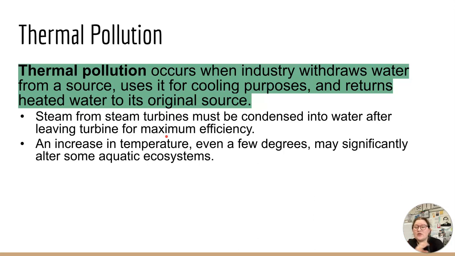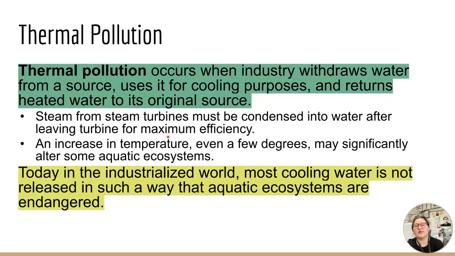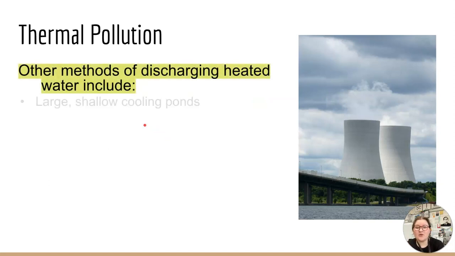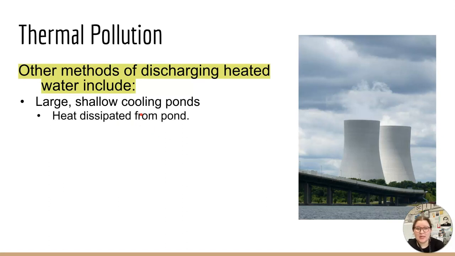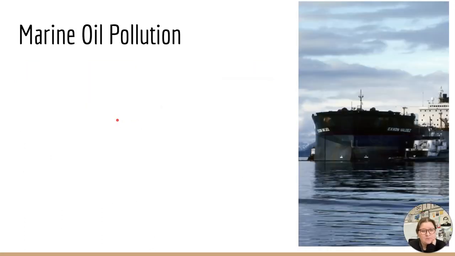But an increase in temperature, even just a few degrees, can significantly alter aquatic ecosystems. Today in the industrialized world, most cooling water is not released in such a way that aquatic ecosystems are endangered. We have made changes, but it still is a problem in some spaces. So other methods of getting rid of heated water could be large shallow cooling ponds that are more contained to that industrial location. Heat then dissipates from the pond. We could have cooling towers, or we could have dry towers.